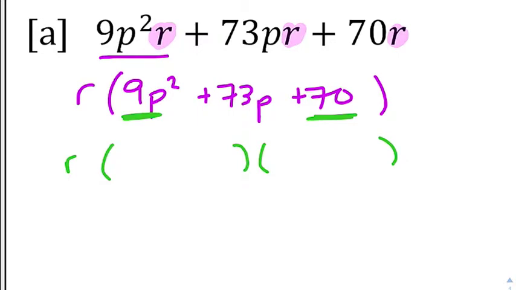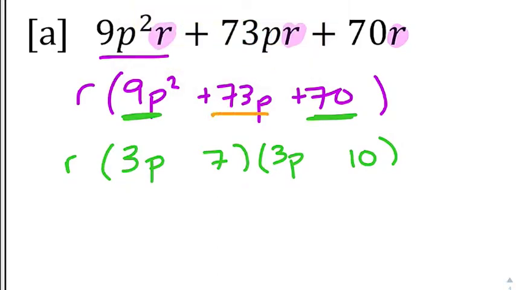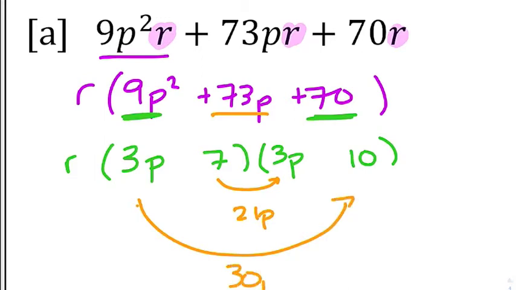9 only comes in a couple different forms, 3 times 3 or 9 times 1. I'm just taking a guess here. Let's try 3p and 3p to make that 9p squared. For 70, let's try 7 and 10. Before we proceed forward, let's see if we can even get the 73 out of this. Remember, that comes from the multiplication of the inner and outer terms. Multiplying the inner terms together, we get 21p. The outer terms, we get 30p. Well, 30 and 21 make 51, not 73. So we know at least these are not the right combination of factors.